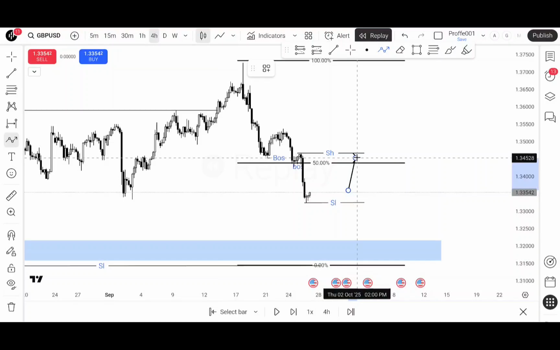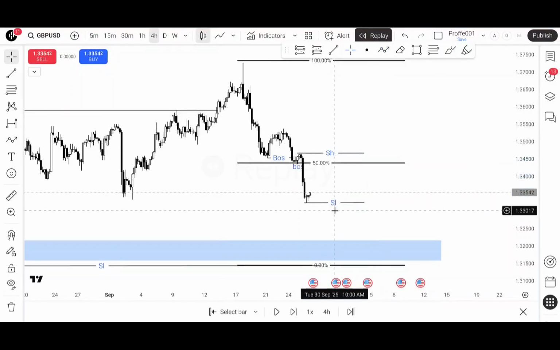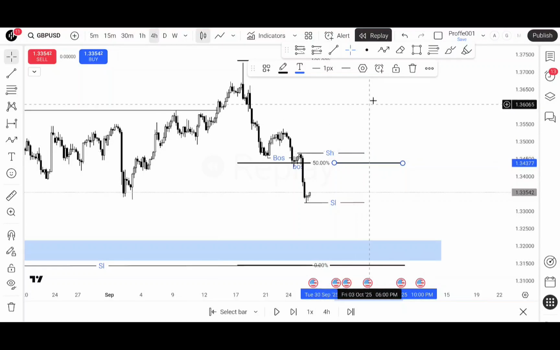to enter the market, because there is no guarantee that the market is going to continue. If the market continues, fine, we'll start looking for buys. If it doesn't continue, we continue looking for sales. Simple as that. Let's remove the Fibonacci tool.